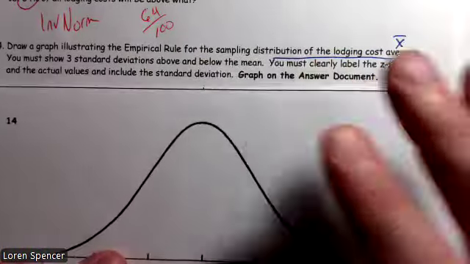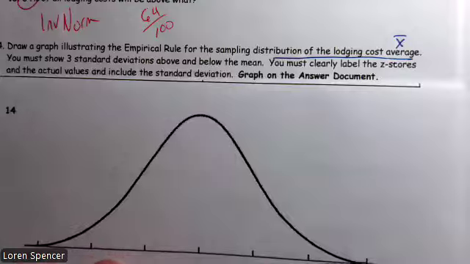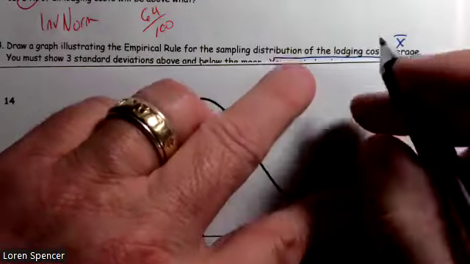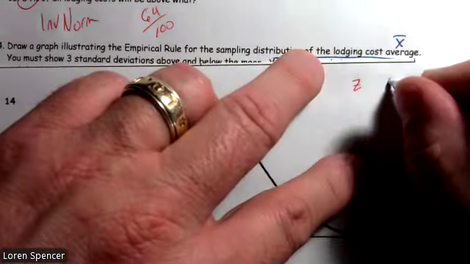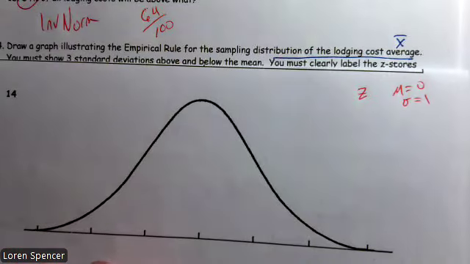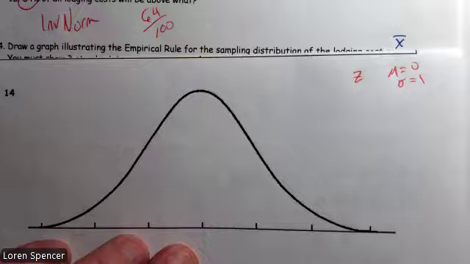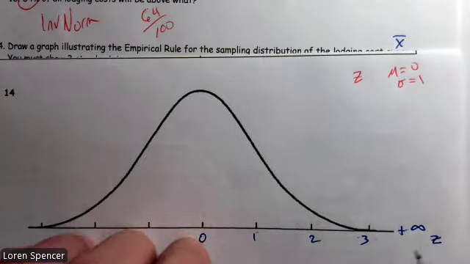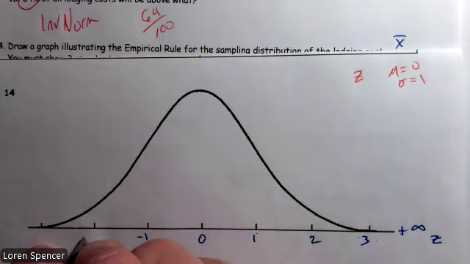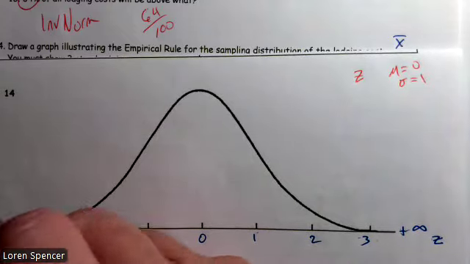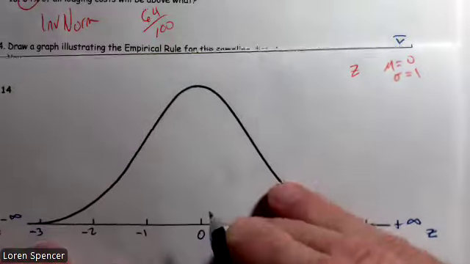So first off, let's go ahead and start with the z-scores because they're easy. All right. Remember, if it's in red, you don't have to write it down. For Z, the mean equals 0. The standard deviation is 1. That's the easy part. So let's start there. 0, 1, 2, 3, positive infinity, z-score. -1, -2, -3, z-score, and this goes to negative infinity.